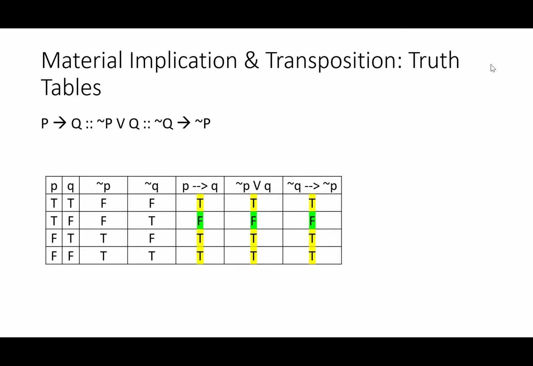We can note the connection between material implication and transposition. All three of these have the same truth table. True, false, true, true.